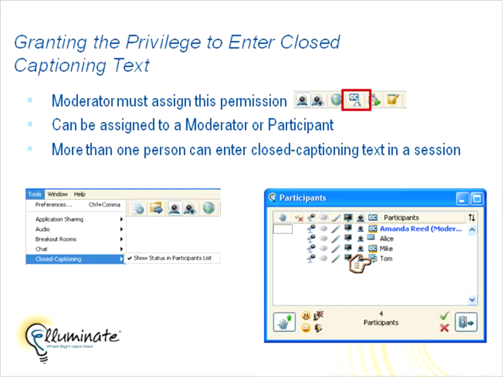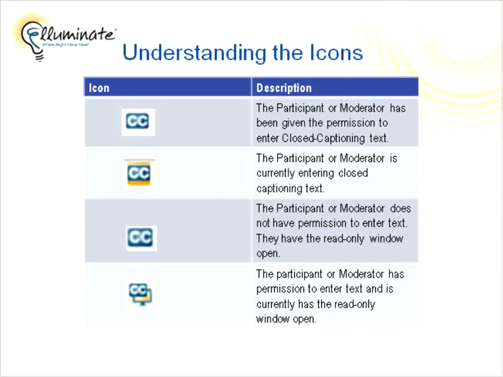Each one of these tells you something a little bit different about what that particular person can do with closed captioning. So for example, this indicates that the participant or the moderator has been given the permission to enter closed captioning text. That same icon with yellow around it indicates that the person is currently entering closed captioning text.